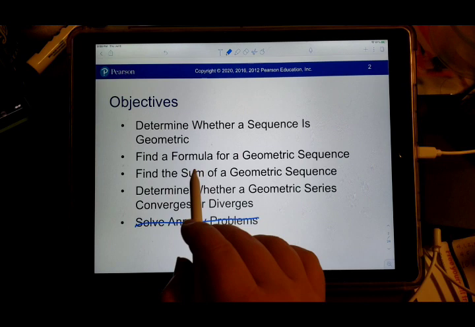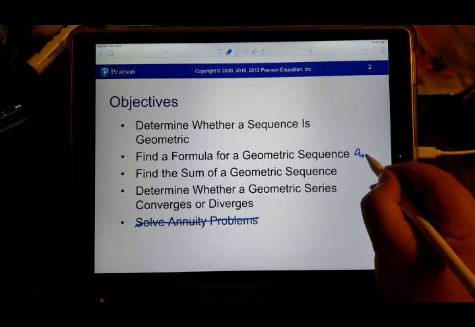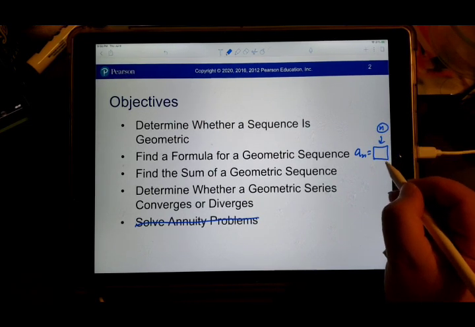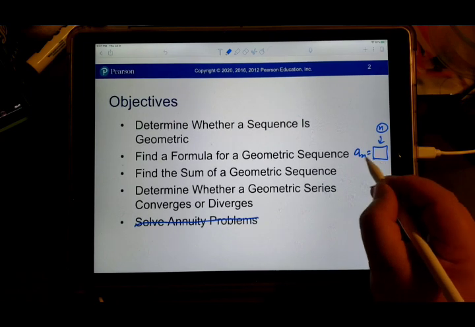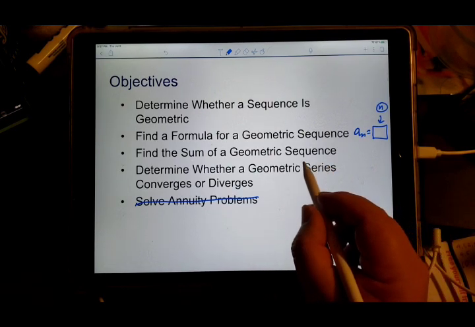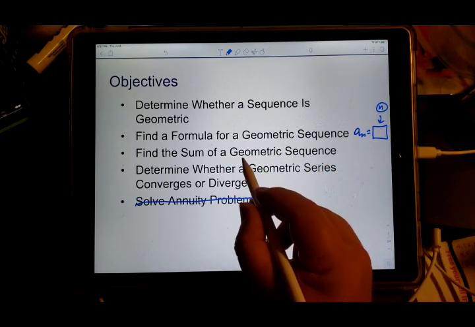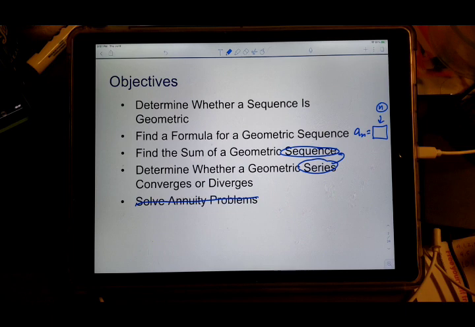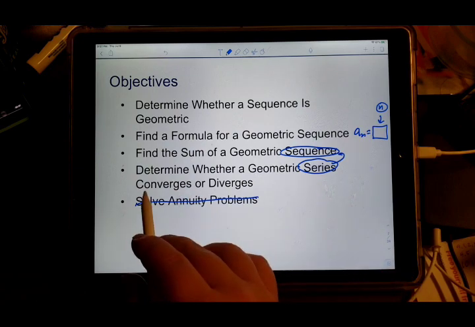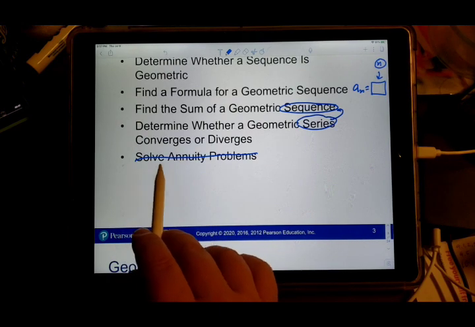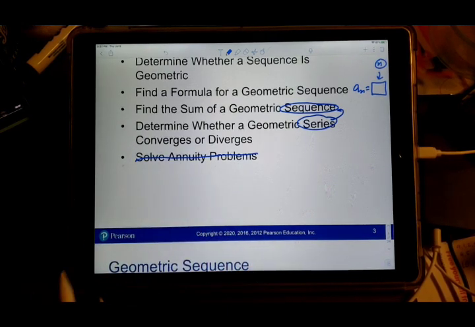We're going to determine if a sequence is geometric. Find the formula for a geometric series, like a sub n equals, and we want a formula that when we put in n, we will calculate the value of a sub n. Find the sum of a geometric sequence. I kind of would like this better if it said find the sum of a geometric series. Series is what we call it when we add the terms of a sequence. We're going to determine whether a geometric sequence converges or diverges, which will make sense when we get there. Solve annuity problems. I crossed that out. We don't cover that.